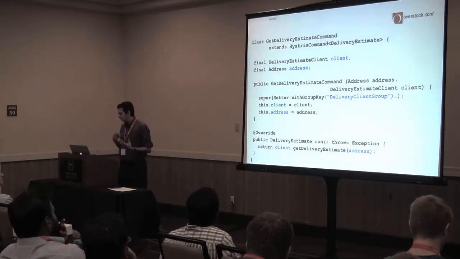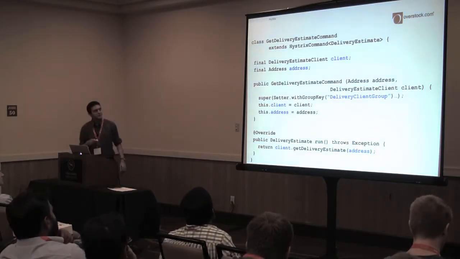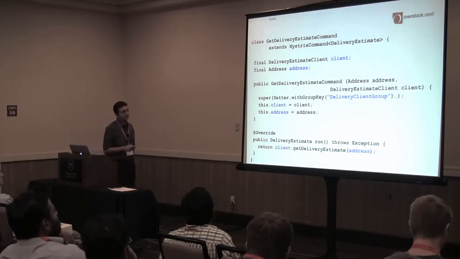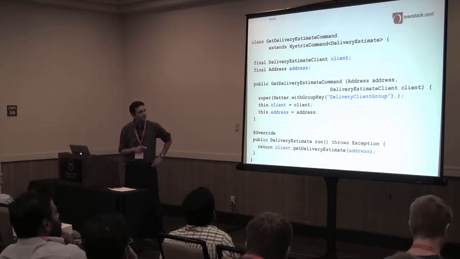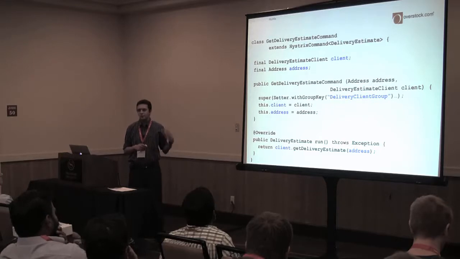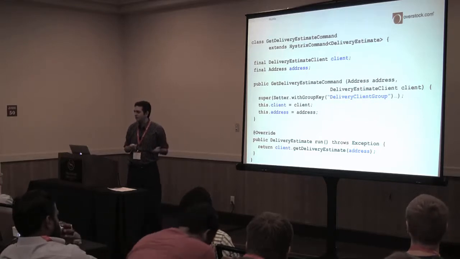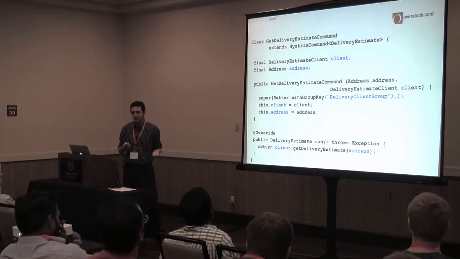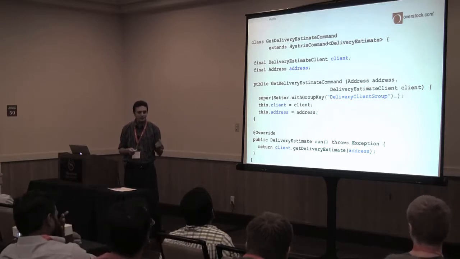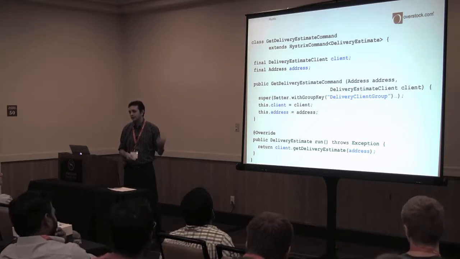So in order to proceed with our examples, I have something here known as a get delivery estimate command. The get delivery estimate command uses a delivery estimate web service client and an address and determines what's the delivery estimate for that particular address. It's pretty nice. You just provide it an address and it tells you really how long it will take to deliver something to that address.